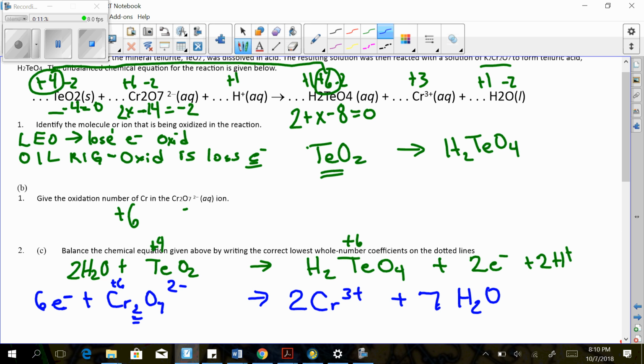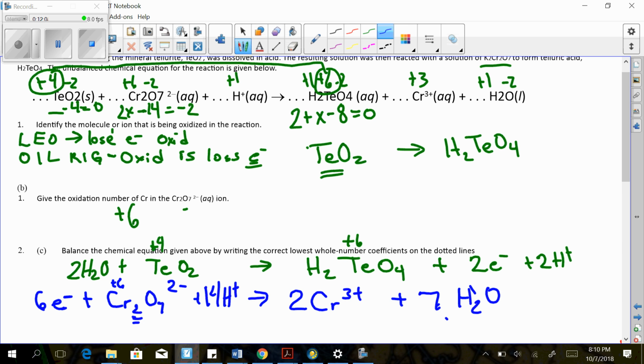But now my other issue is I have now added in hydrogens. So I have to add hydrogens to this side to balance the hydrogens. And if I look at that, let me erase that and give myself a little more room to write. If I look at that one, I have 7 times 2 hydrogens. So I have 14 hydrogens on this side. I need to add 14 hydrogens to the other side.